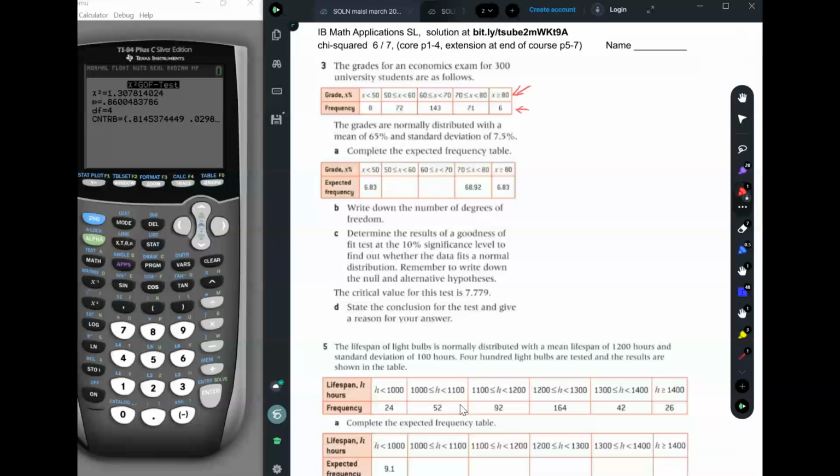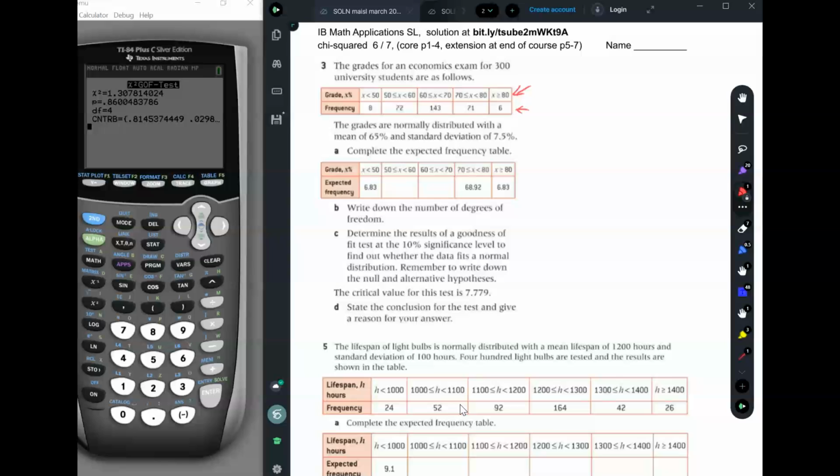The categories can be anything. I'm sorry, they could be anything except when you're doing normal or binomial distribution. Usually they're intervals of numbers or numbers themselves. In this case, it's intervals of numbers. The grades are normally distributed with a mean of 65% and a standard deviation of 7.5%. Complete the expected frequencies table.